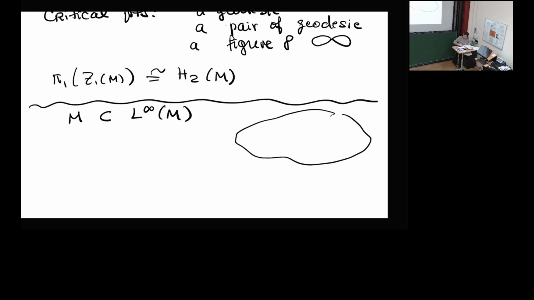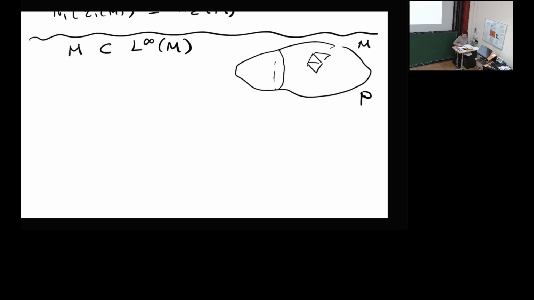We're going to have M, and we're going to fill it by a simplicial complex, so that in L infinity of M, it bounds P. And again, what we are going to use is Gromov's pseudo-extension technique. So what we're going to try to do now is start with the identity map and try to extend it to P. Well, we should not be able to do it.